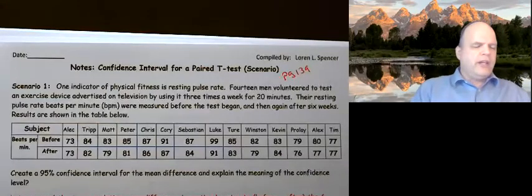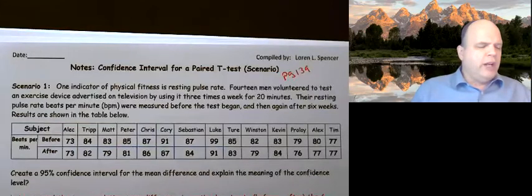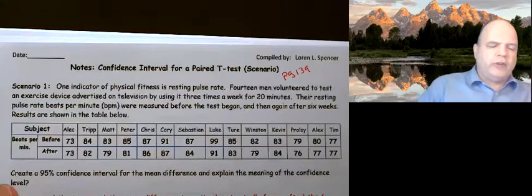Okay, so we're doing the confidence interval for a paired t-test. This is page 139 of the notes spiral. So one indicator of physical fitness is resting pulse rate. 14 men volunteered for the test.